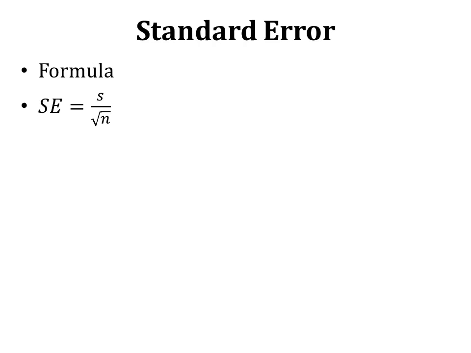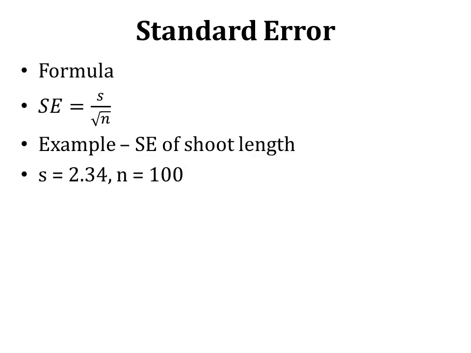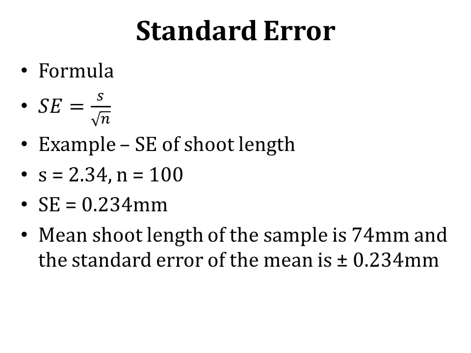So what do we do to correct that sampling error? We calculate the standard error, and the formula for calculation of standard error is standard deviation divided by the square root of the number of observations. So again, recalling the example of shoot length, where we calculated the standard deviation to be 2.34 millimeters and the number of observations was 100, the standard error is 0.234 millimeters. So the mean shoot length of the sample is 74 millimeters and the standard error of the mean is plus minus 0.234 millimeters.